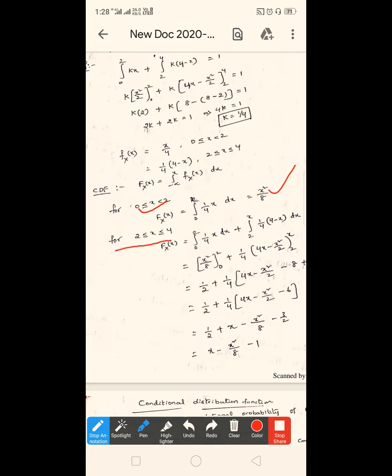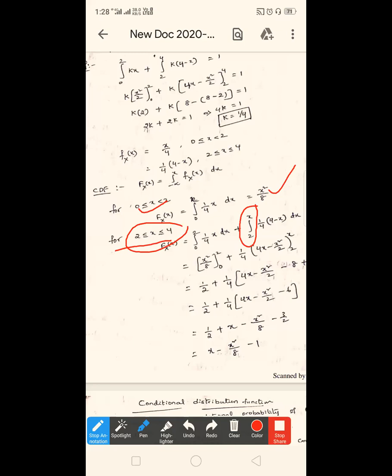What about the second range? 2 to 4. Cumulative distribution function equals, here the given range is 2 to 4. Okay, so here you have to write 2 to x. Upper limit must be x only. You should not write 4. Okay, you have to write the upper limit as x only. So 2 to x you have to write. Okay, this is cumulative distribution function.